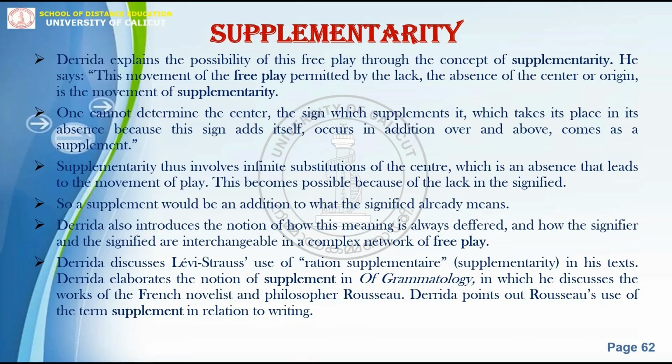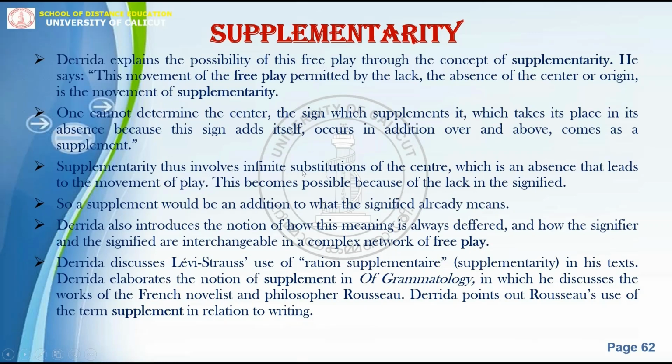He says, this movement of the free play permitted by the absence of the center or origin is the movement of supplementarity. Now, one cannot determine the center, the sign which supplements it, which takes its place in its absence, because this sign adds itself, occurs in addition, over and above, comes as a supplement. So, we cannot determine the center and the sign which supplements it. Okay, and it comes as a supplement by addition, or occurring in addition, over and above the existing sign.